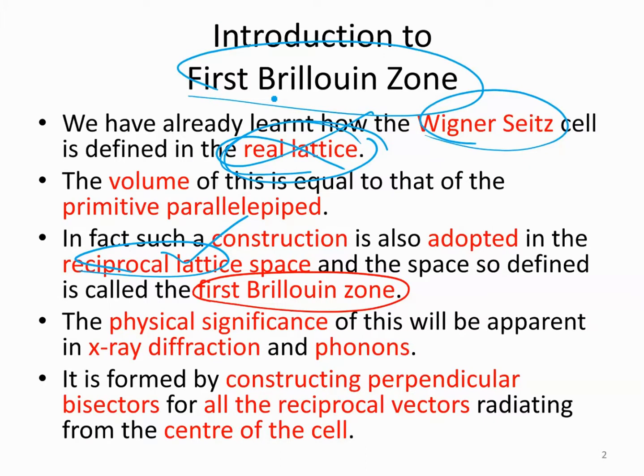Okay, the physical significance of this Brillouin zone will appear in X-ray diffraction and phonons, as well as band structure. Okay, so it's formed by constructing the perpendicular bisectors for all the reciprocal vectors radiating from the center of the cell.